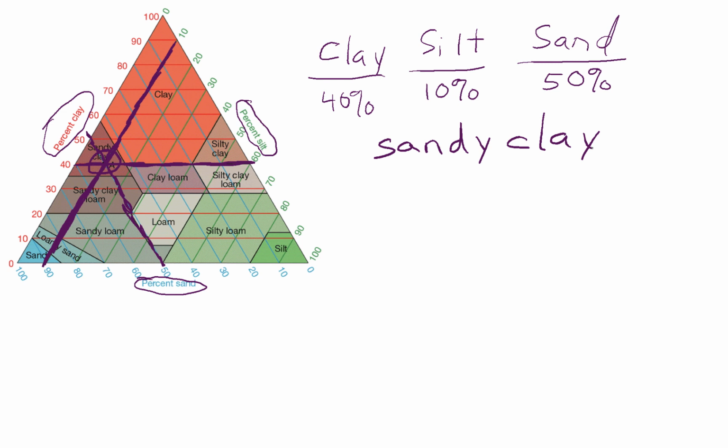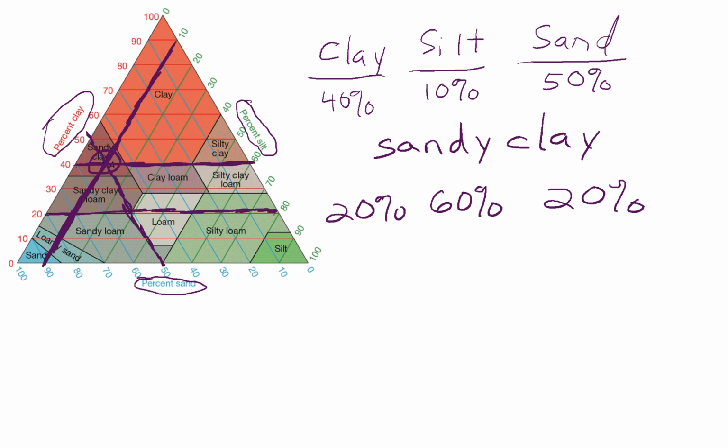Now let's say we had one that was 20% clay, 60% silt, and that would mean 20% sand. So what do we do? Here we go. Go to the clay line, or the clay side. Here's the 20. That's that line coming across.